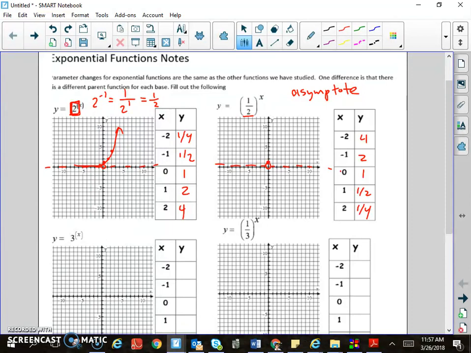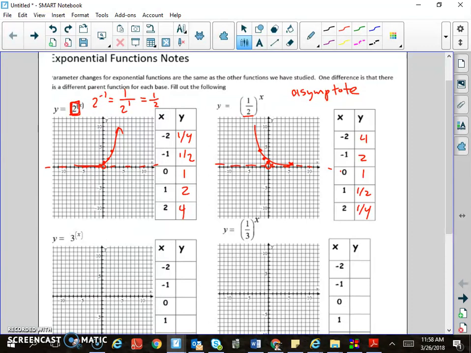So 0, 1, left 1 up 2, left 2 up 4, and then right 1 up 1/2. So you should see the graph is decreasing in this direction now. Alright, so this could replicate any example or situation that's losing value or decreasing in size exponentially, okay? So that's why the graph's decreasing.